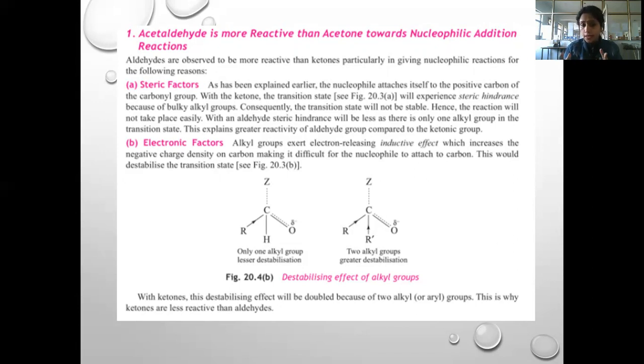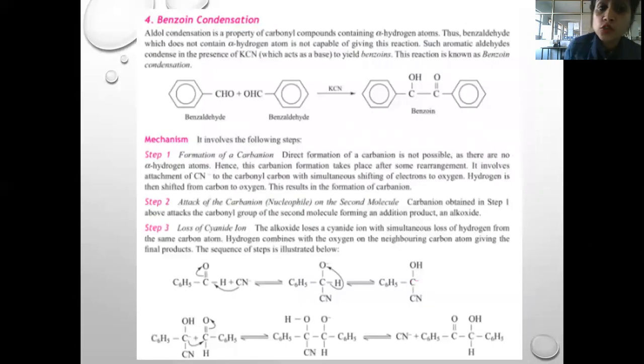So more the number of alkyl groups, more will be the plus I effect on the carbon to which the nucleophile is going to attach. And since it is already electron rich, it will repel the incoming nucleophile, which is also electron rich. That is why, because of these electronic factors, there will be less reactivity in case of ketones than aldehydes.